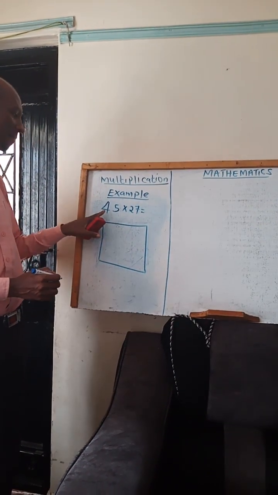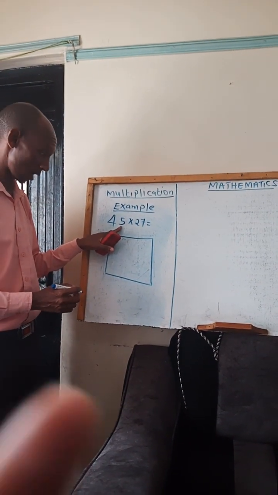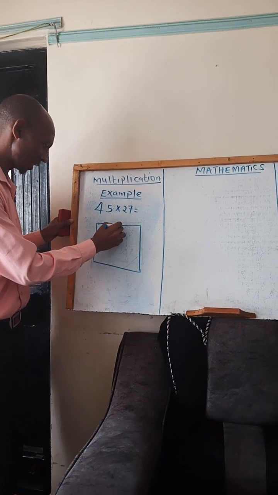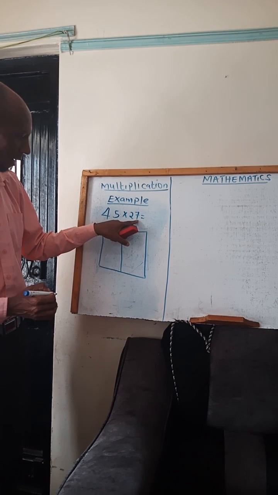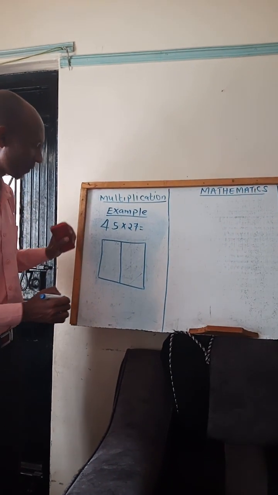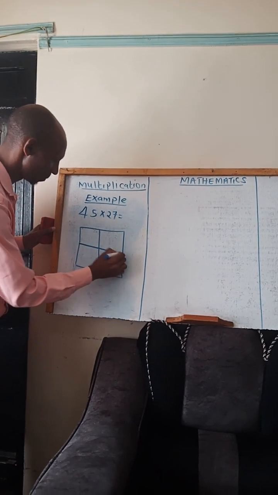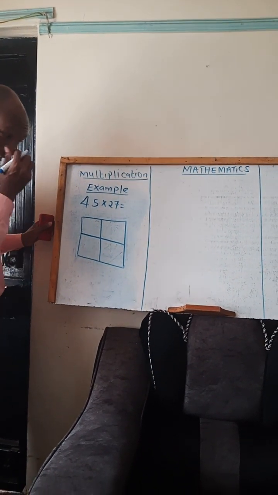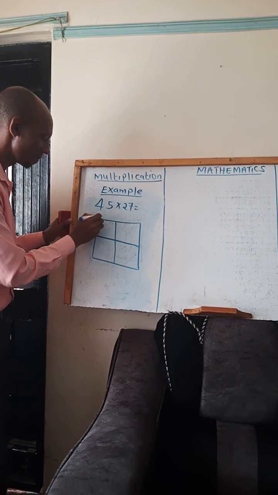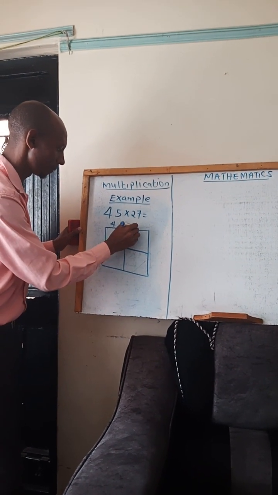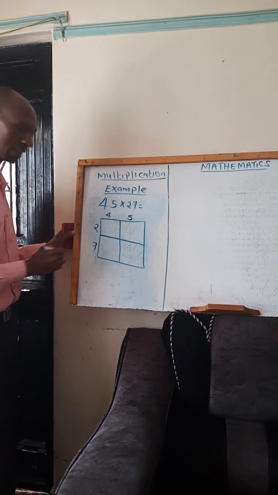And because the first number is a two-digit number, I should have two columns to represent each digit like that. And because the second number here is a two-digit number, I should have two rows. And I put those like that. Then after that, you insert the numbers, that is 4 and 5 in the columns, and 2 and 7 in the rows.